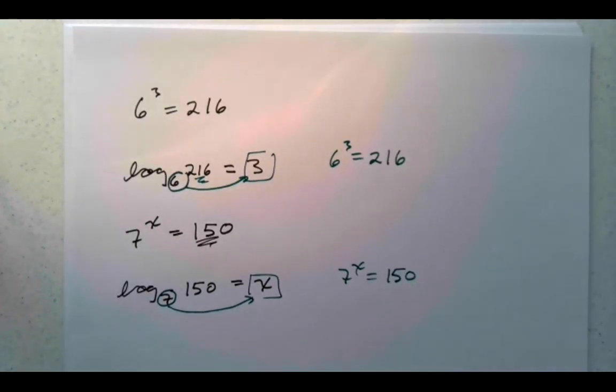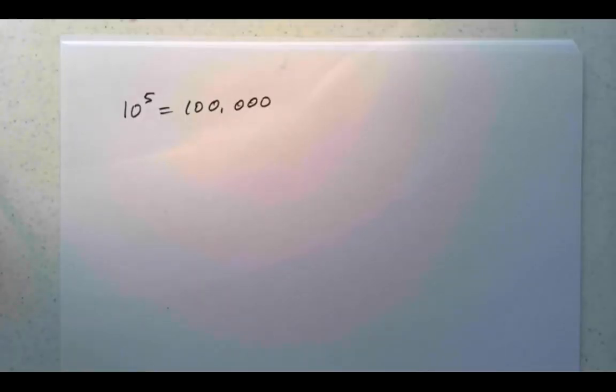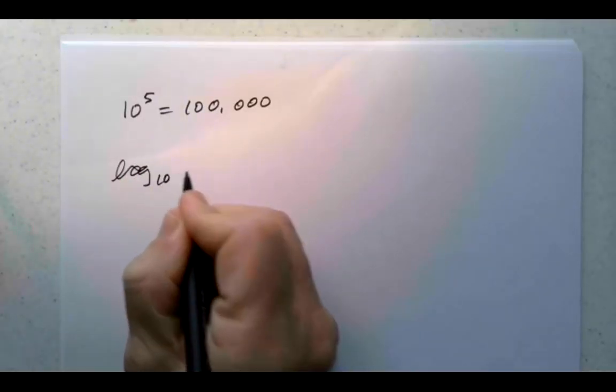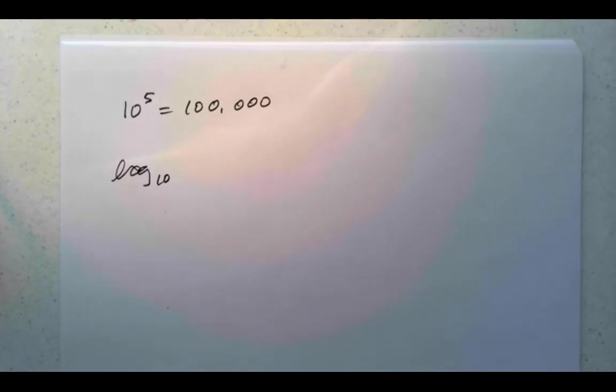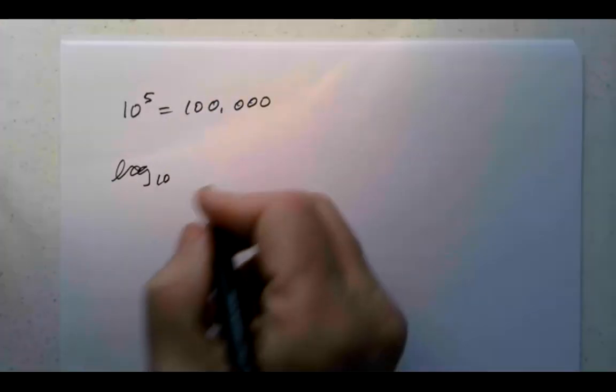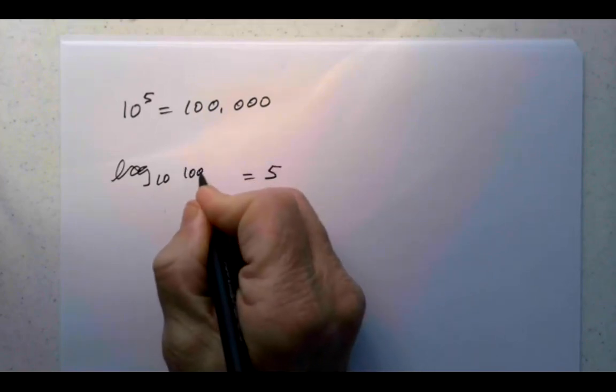What is our next question? We have 10 to the 5th equals 100,000. Well, there's an added thing here. The base goes on the left. Log base what? Log base 10. The exponent is after the equal sign. Again, exponent on the right side. And the argument, 100,000, goes here.